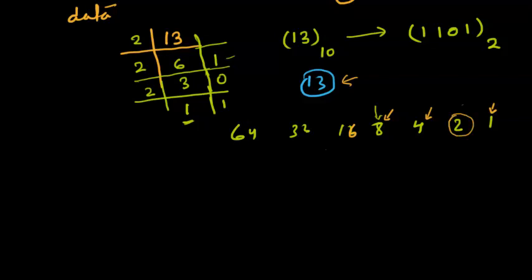Okay. So if you're not using 2, then give the 0. If you're using 1, then give the 1. If you're using 4, then give the 1. If you're using 8, then give the 1. And you can see this is the binary number we have easily got.